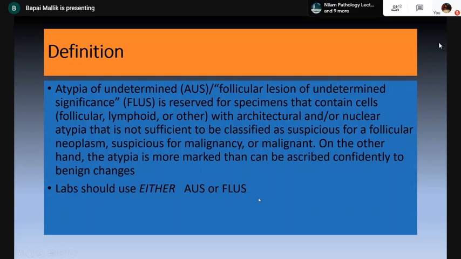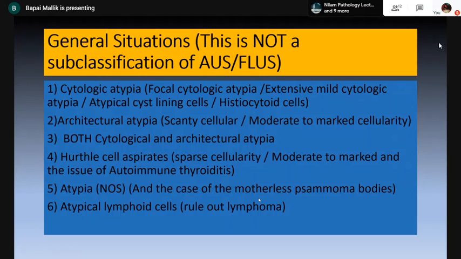The next slide is possibly the most important slide as far as AUS is concerned. You see, these are the general situations where you can call a sample or a specimen AUS or FLUS. It is not a subclassification. So these are the situations where you call this AUS. So first of all, the major groups I would put as the first three in one group, and the next three I'm going to put in another group, just from the conceptual angle.